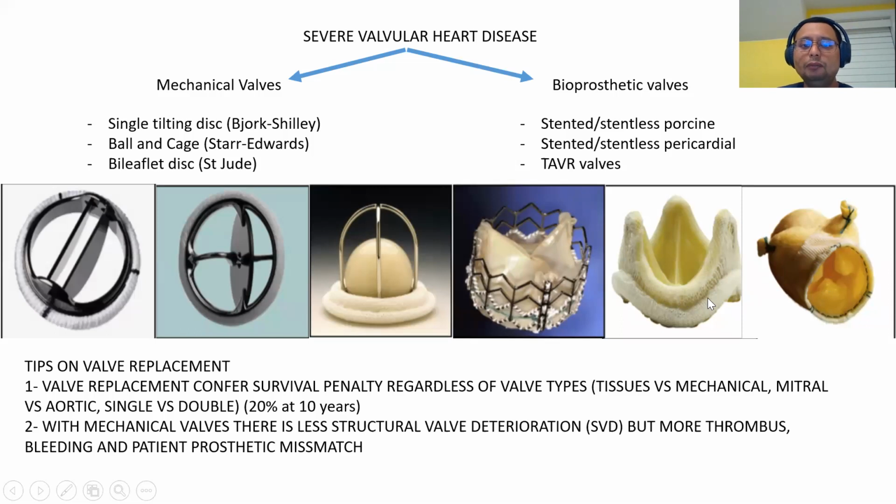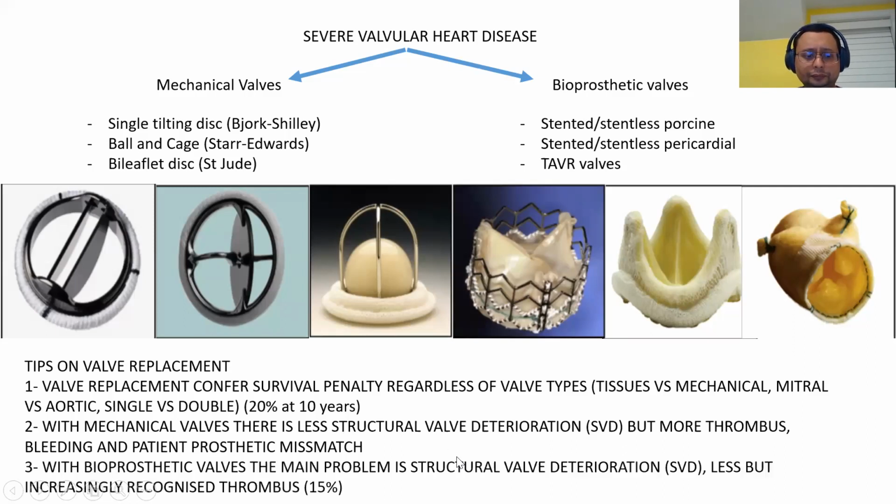So whenever you implant bioprosthetic valve, there is an understanding that in 10 years, the patient will have another reoperation to replace because of structural valve degeneration. That does not happen with metallic valve. So with mechanical valve, there is less structural valve deterioration, okay, but there is more thrombus, bleeding, and also patient prosthetic mismatch. So that is a problem with the mechanical valve. The bioprosthetic valve, the main problem is structural valve deterioration.